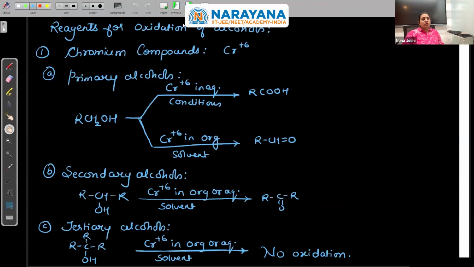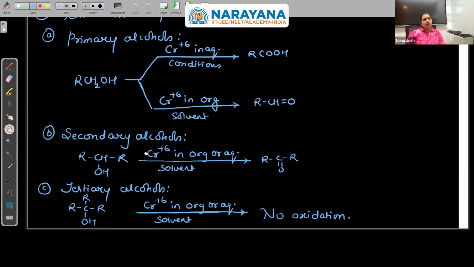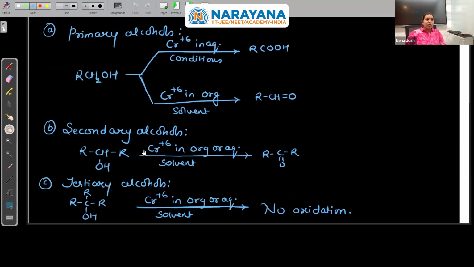Now, if I talk of oxidation by chromium compounds, chromium plus 6: primary alcohols, if the solvent is aqueous, will form acid. And if the solvent is organic, then you will form aldehyde. Yes, there is a mechanism, there are explanations, but the conclusion that you need to keep in mind is very, very important.